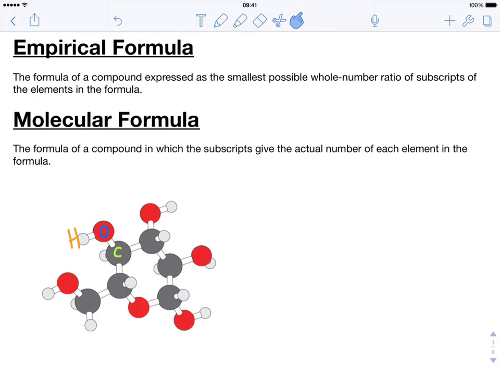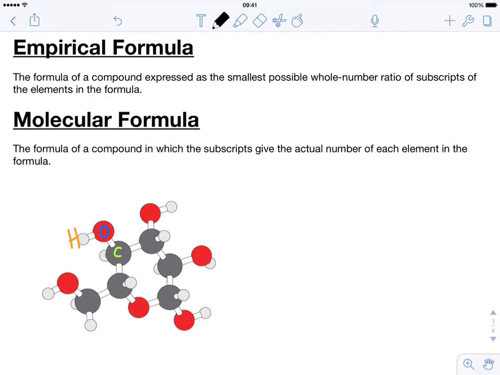The definition of an empirical formula is the formula of a compound expressed as the smallest possible whole number ratio of subscripts of the elements in the formula. And the definition of a molecular formula is the formula of a compound in which the subscripts give the actual number of each element in the formula. Now those are your formal textbook definitions, so let's take a look at what these definitions are really talking about. First, let's take a look at molecular formula.